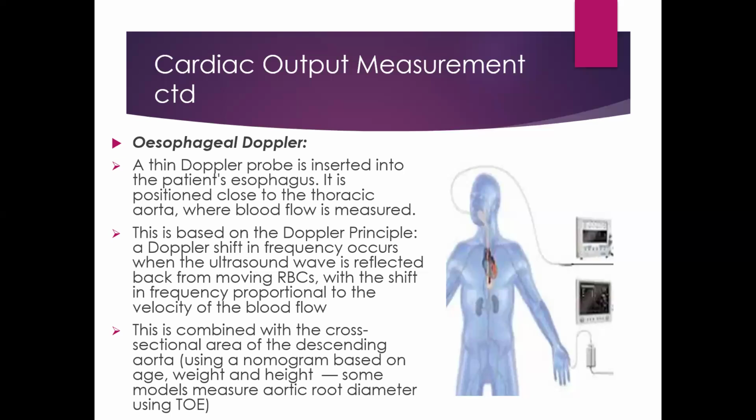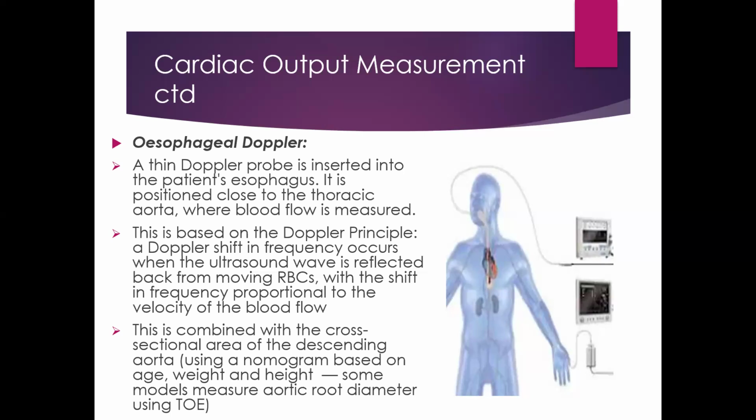The esophageal Doppler: a Doppler probe is inserted into the patient's esophagus close to the thoracic aorta, where blood flow is measured. It's based on the Doppler principle, which talks about the shift in frequency as the ultrasound wave is reflected back from the moving red blood cells in the blood. This is combined with the cross-sectional area of the descending aorta using a nomogram.